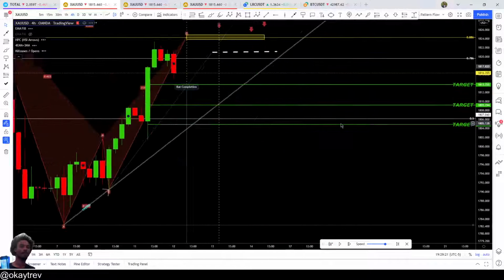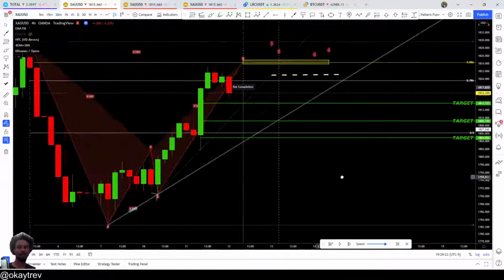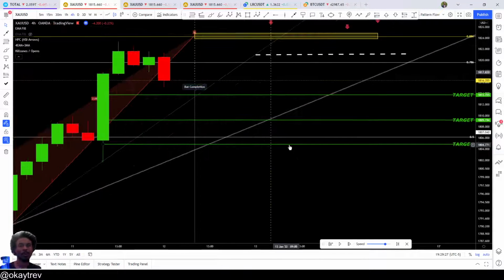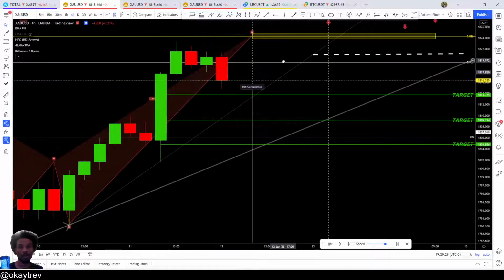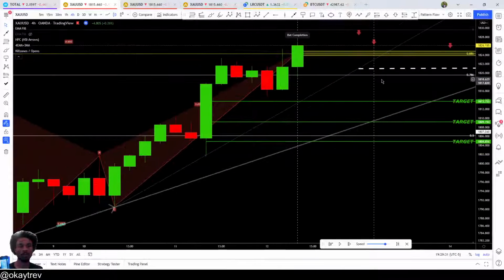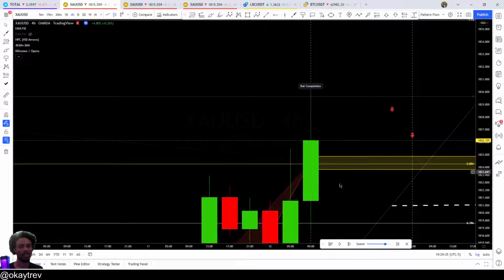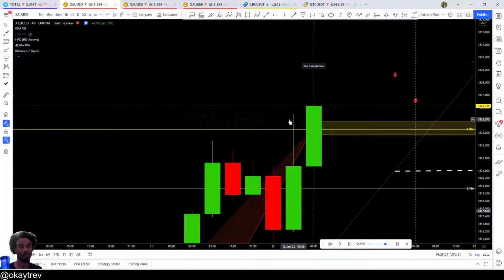Let's replay it. 4-hour pattern means I'm gonna identify it on the 4-hour time frame. What we are waiting on is price to close at the 886 for our 4-hour bat. The bat closes at the 886, so we have a candle that closed here.